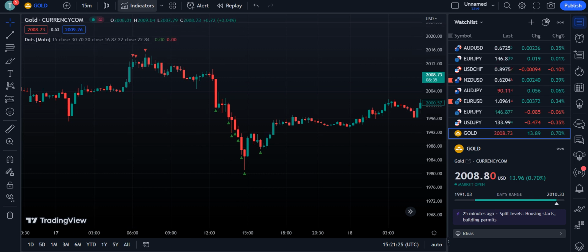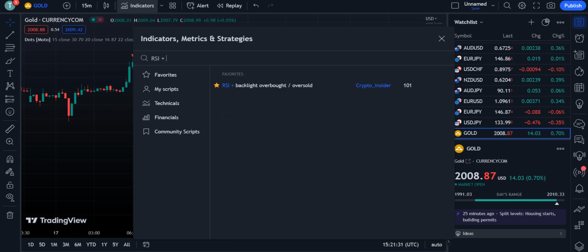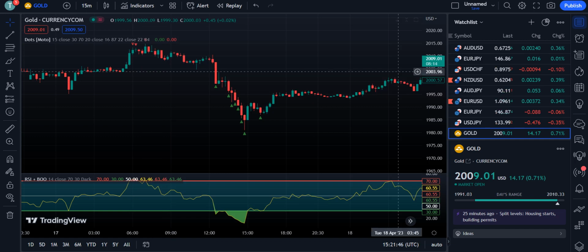Now we are going to add the second indicator, and that is RSI plus backlight overbought or oversold level, by Crypto Insider. 101 traders are using this indicator. You have to simply click on it, and it will be applied on your chart.